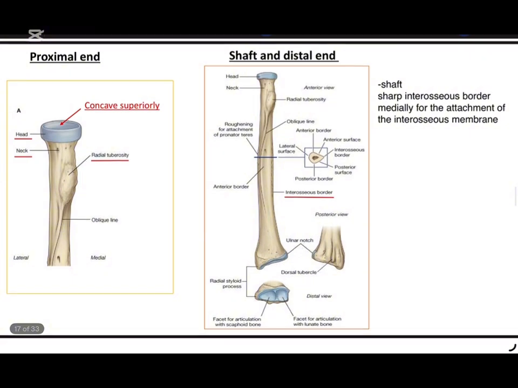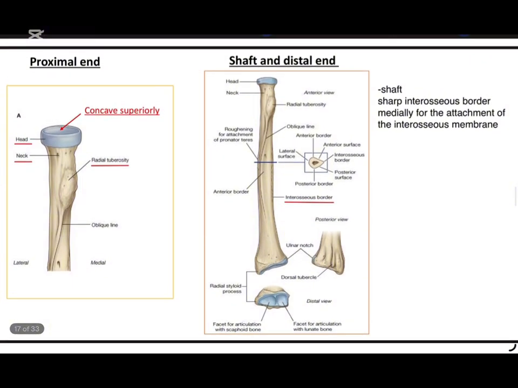Let's have a look at the proximal end of the radius. So here I have the head of the radius. On the top I find a concavity. Why is there a concavity? To articulate with what? With the capitulum, which is like a ball. So it will come inside here, the top like this.